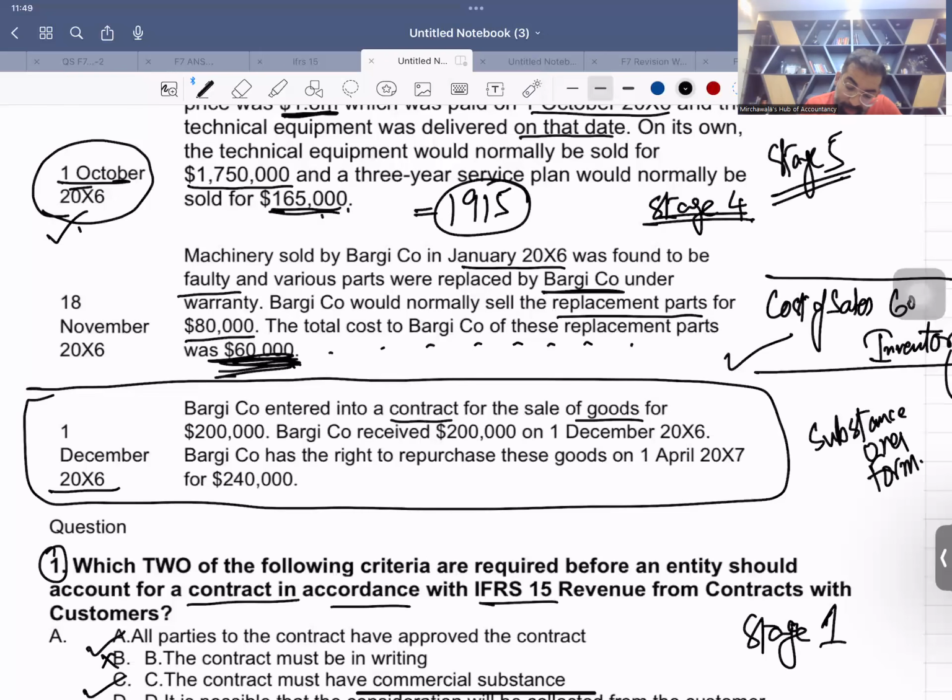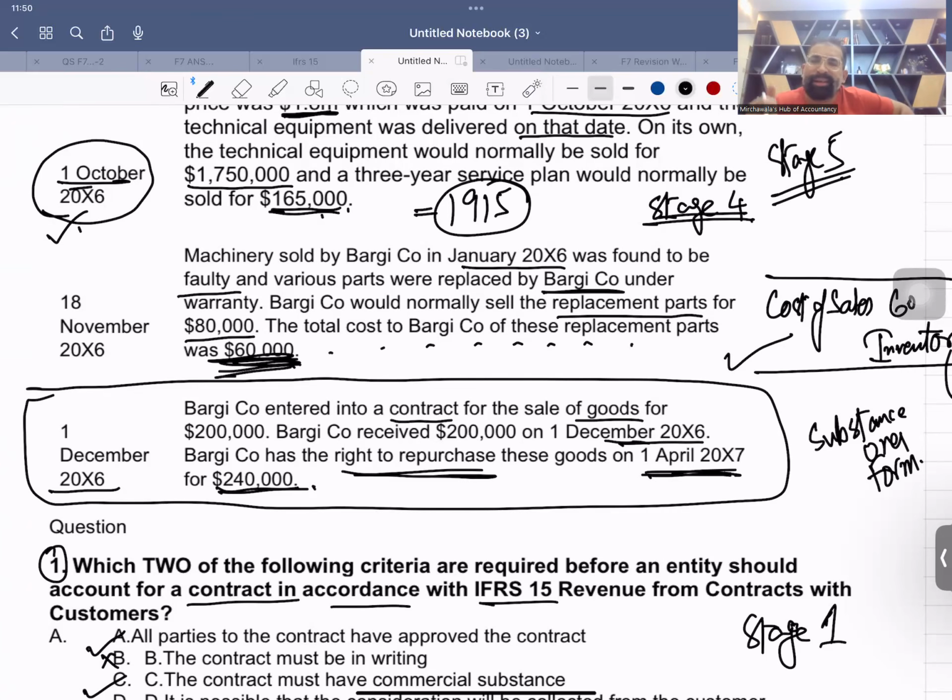Bargi company has the right to repurchase these goods on 1st April X7, after 4 months. See, 1st December X6, then 1st January X7, 1st Feb X7, 1st March X7, and then 1st April. There is exactly a 4 month gap between these two dates. And we are going to buy it at a fixed price, not at market value.